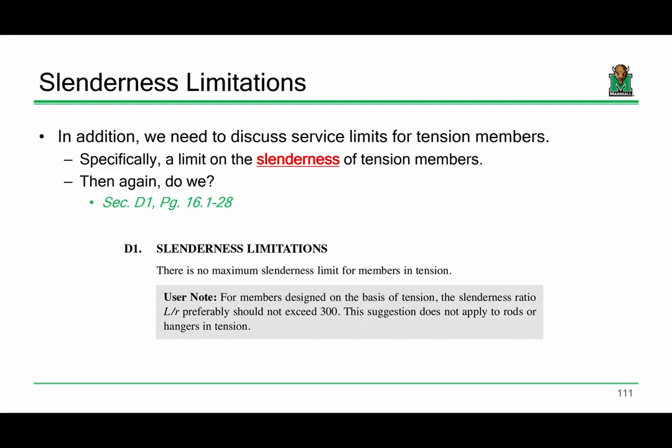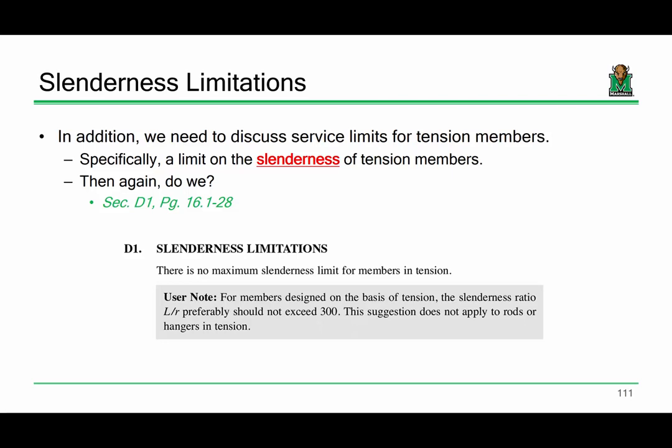Now, I want to talk about slenderness. Okay, I want everybody to turn to 16.1-28, which is the table right next to the shear lag table. Or it's the page right before that. Sorry, page right before that. So we need to discuss service limits for tension members. Up until now, we've been talking about strength limits. It's on 16.1-28.